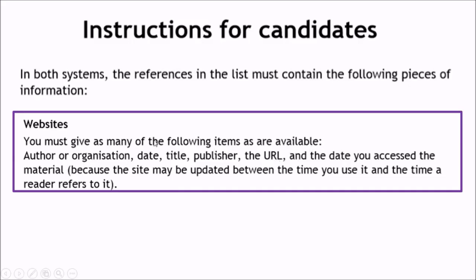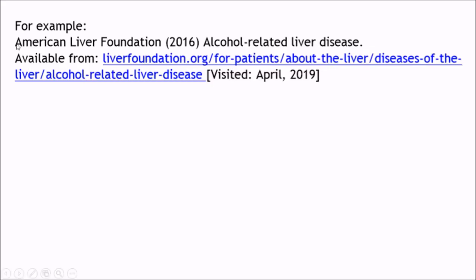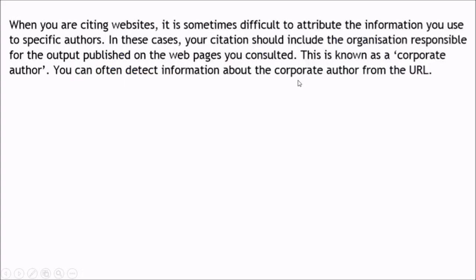updated and changed. Okay, so for example, this website here that a candidate has maybe used about liver disease, it was published by the American Liver Foundation, so presumably that is then the corporate author, the organisation. In 2016, this was the name of the article that they read, and this was the full URL. They accessed or visited that in April 2019.